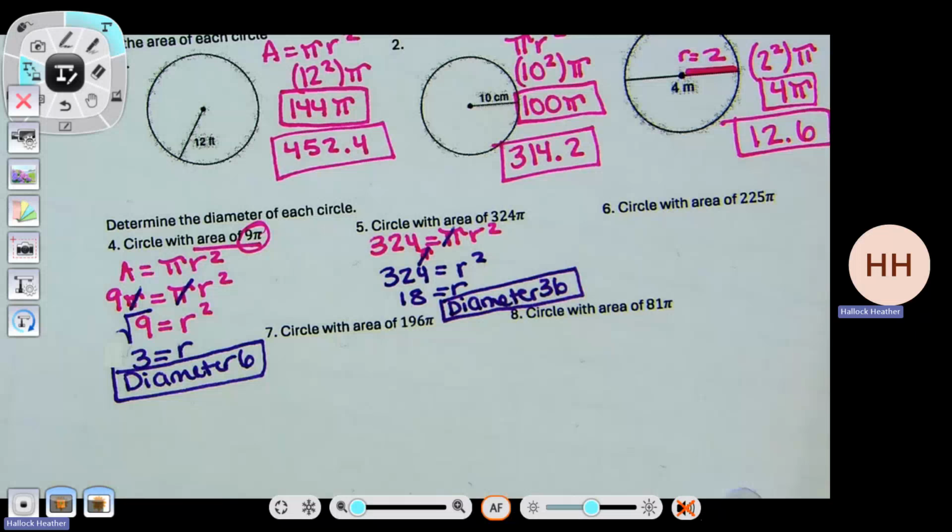So take a second, try 6, 7, and 8. Not too bad, not too bad.